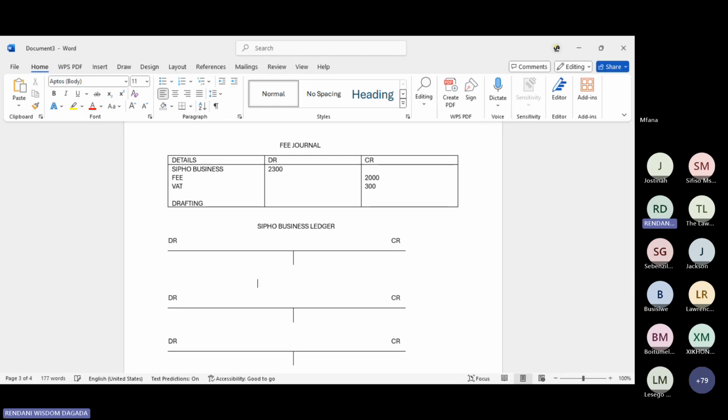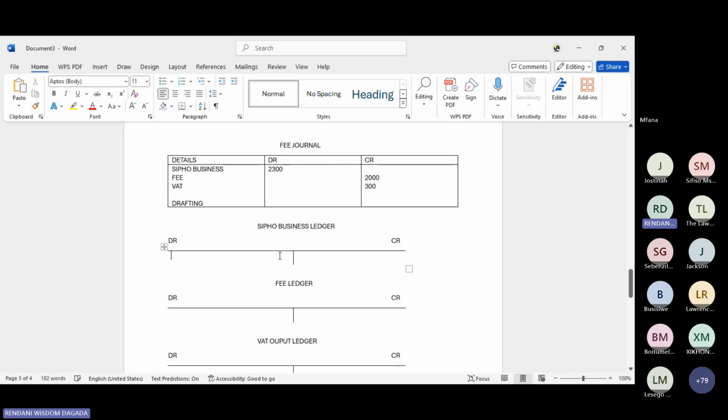We're just gonna say fee, just add the word ledger. Okay. And then VAT, but now for VAT, we need to go an extra mile and say VAT output. Because this one, it's output now, it has to be credit. Automatically, every time you're dealing with VAT output, it's credit.